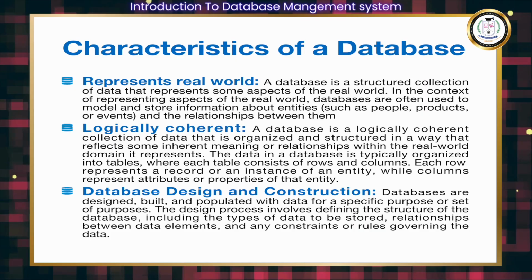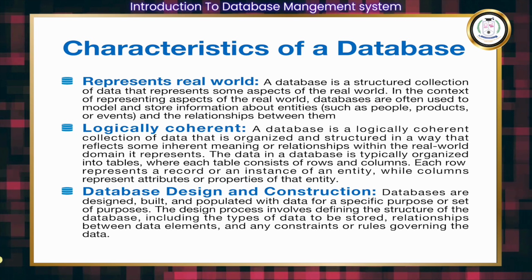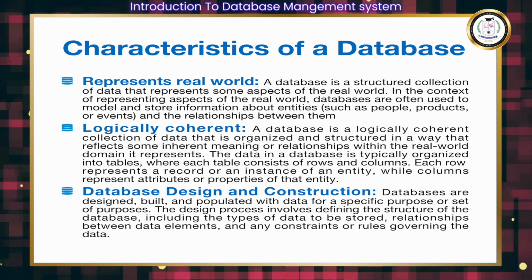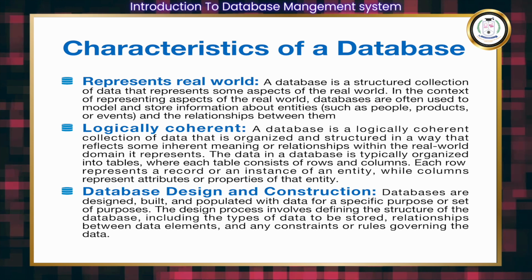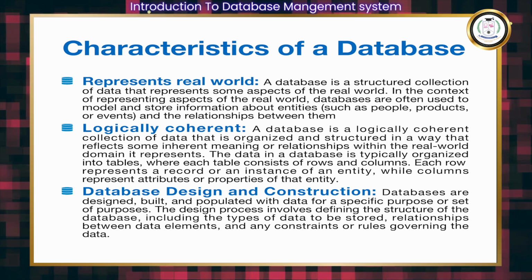The second property is that a database is a logically coherent collection of data with some inherent meaning. As I said earlier, a random collection of data or unrelated data cannot be referred to as a database. The data in the database has to be related or logically coherent. And thirdly, a database is designed, built and then filled with data for some purpose.